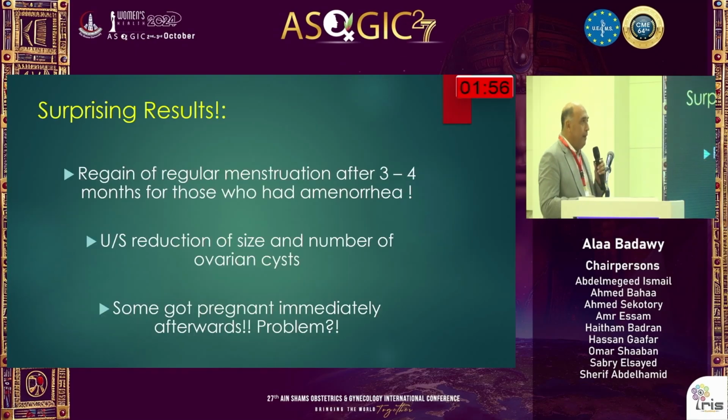Surprising results for us: regain of regular menstruation after 3 and 4 months. One patient, for example, was 14 or 15 years old with amenorrhea; after one session her appearance improved, and her body mass index improved a lot, and she regained normal menstruation without any other drugs after 3 and 4 months. Ultrasound showed reduction of size and number of ovarian cysts. This is proven.